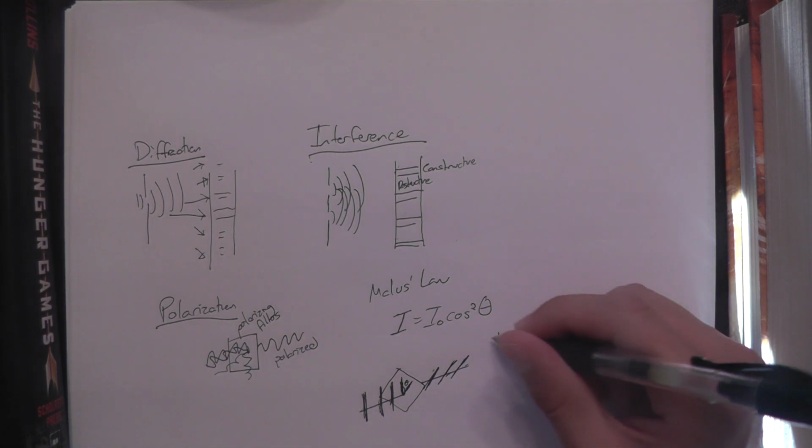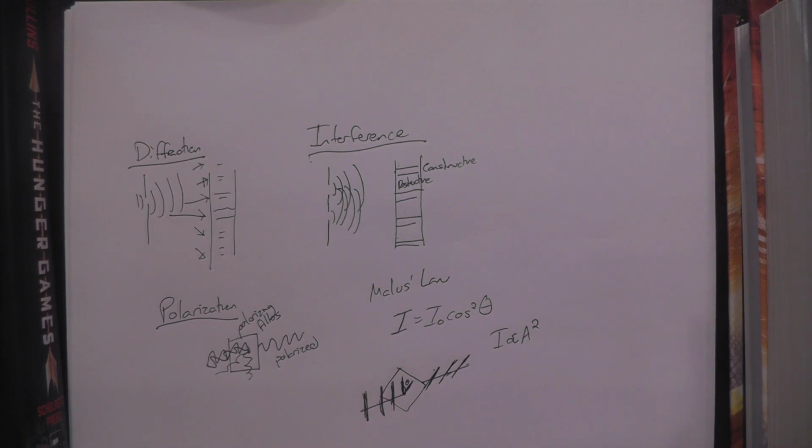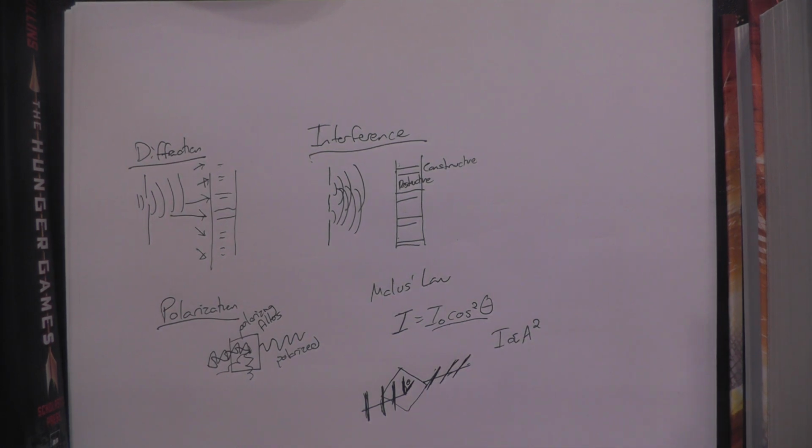And that is based off of that proportionality equation that we came up with earlier for intensity and amplitude, because the new amplitude is equal to this. And there you go. There you go.